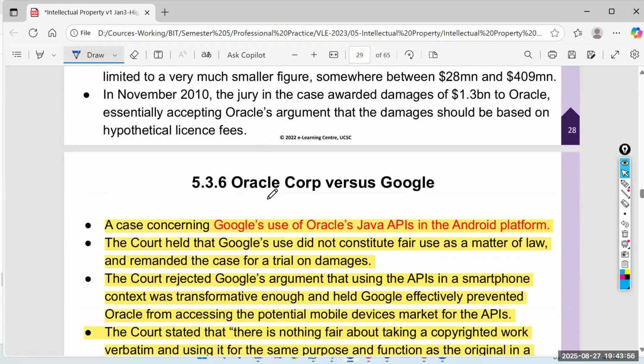The next one is even more interesting: Oracle versus Google. This is one of the most famous copyright battles. Remember, Java had a very strong presence in mobile computing in the early days, because Java had Java Mobile Edition, and at that time there were no smartphone operating systems, only normal phones like BlackBerry and so on. On top of that ran Java Mobile Edition, Java ME, and some very primitive applications.